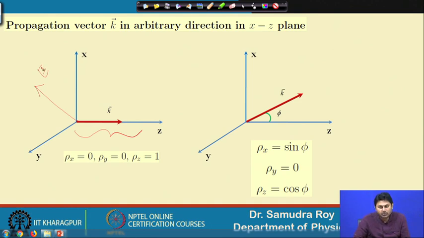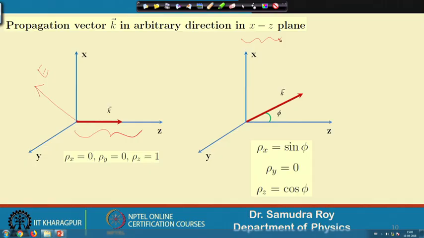But now we will completely change the orientation of the k vector. That means the wave is now moving in a different direction, and as the heading suggests, it should be along the x z plane. For simplicity, let us put y along the x z plane. If it is in the x z plane but not along z, it will be in an arbitrary direction, and then the rho vectors, the rho x, rho y, rho z values, will have the direction cosines.